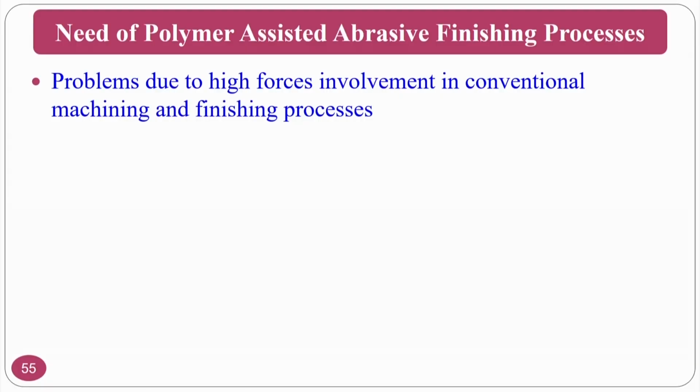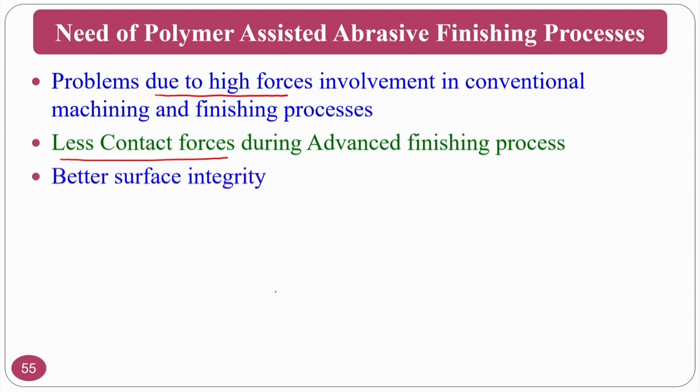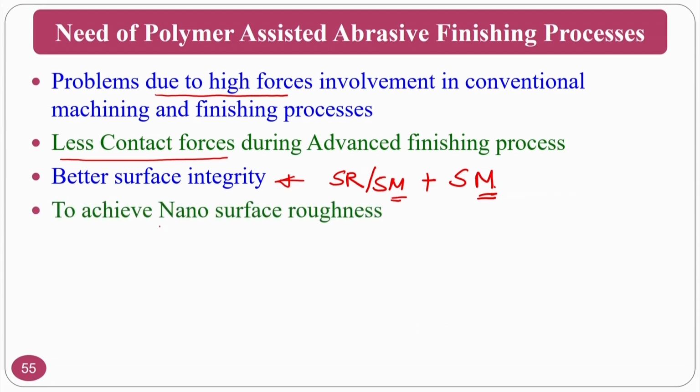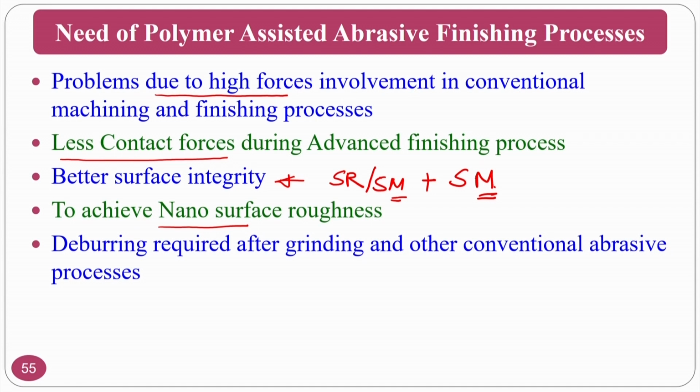Why do we need the polymer assisted abrasive finishing process? Problems due to high forces involved in conventional machining and finishing processes, less contact forces during advanced finishing processes, and better surface integrity. As I said, surface integrity means surface roughness or surface morphology plus surface metallurgy. Okay, M stands for metallurgy, here also morphology. To achieve nano surfaces, or the surface roughness in the nanoscale, that means 1 nanometer to 100 nanometers, like that, and deburring is required after grinding.